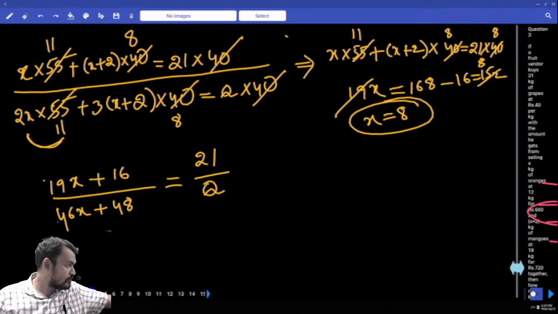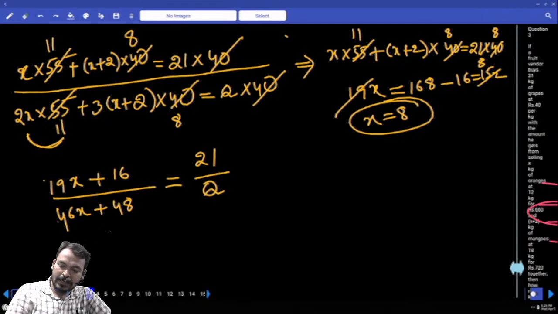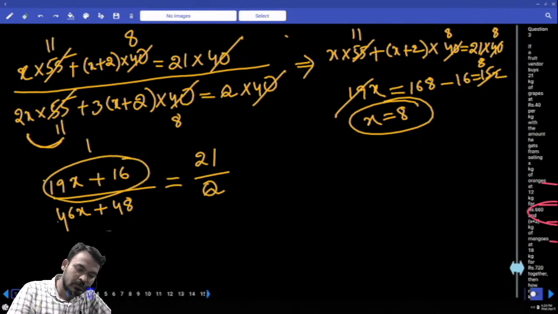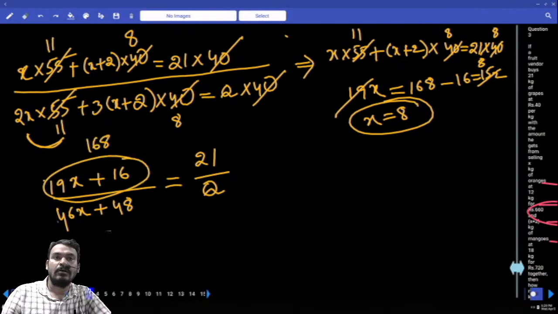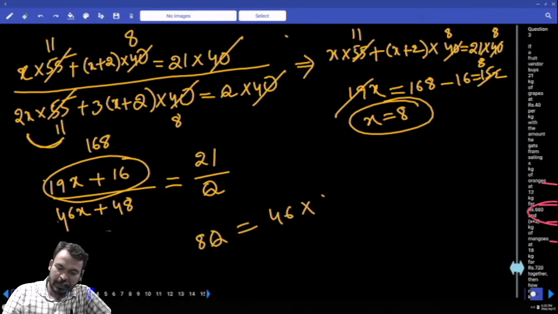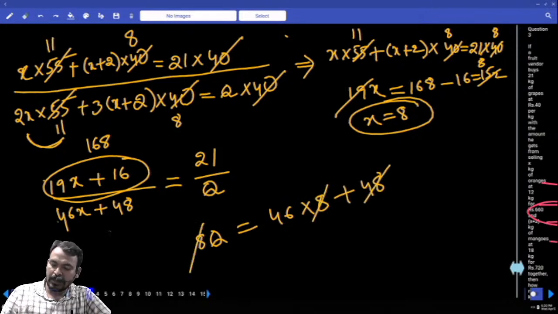Substitute the x value in the second equation, we get the quantity or not? Okay, 19 into 8, 152 plus 16, or already we know the right hand side value, this total value is how much? 168 or not? 21 parts are 168, then every one part is 8 or not? Means 8 into q, that is equal to 46 into 8 plus 48 or not? 8 how many times? 1 time. 8 how many times? 6 times. 46 plus 6, 52 or not?